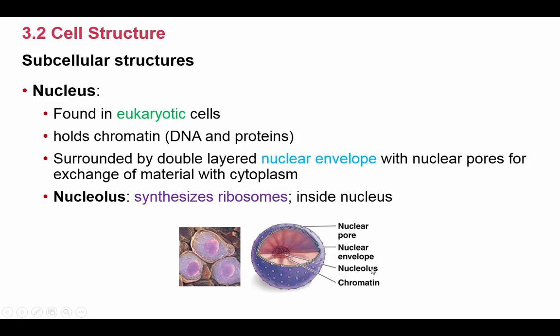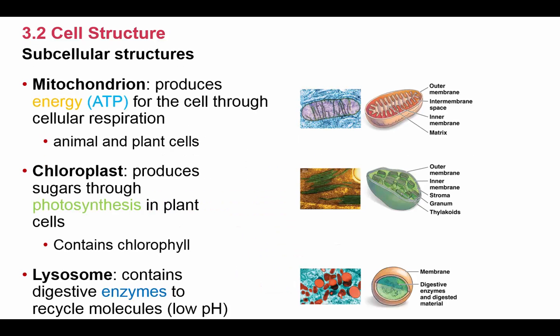So if you look at this image that's on page 60, you'll see here's that outer nuclear envelope. It contains holes, or nuclear pores. In the center here, you'll see thread-like material called chromatin that contains the DNA and the proteins, and then in the center there, you'll see the nucleolus, which is what actually makes ribosomes.